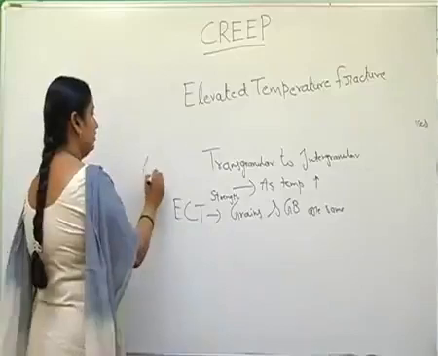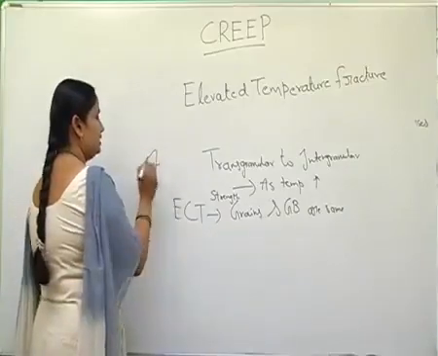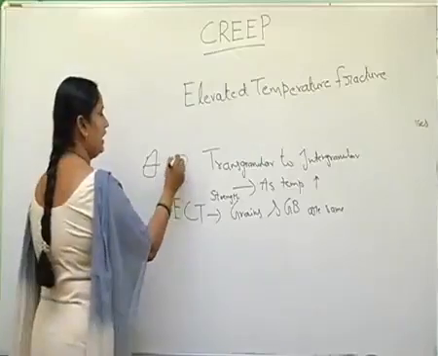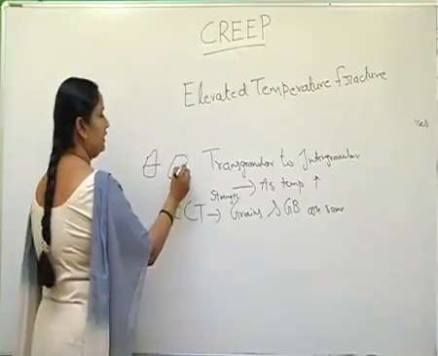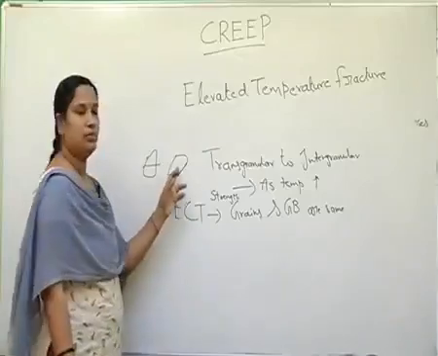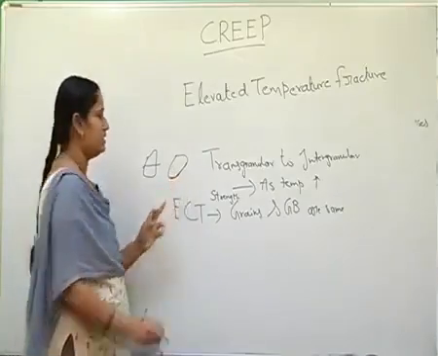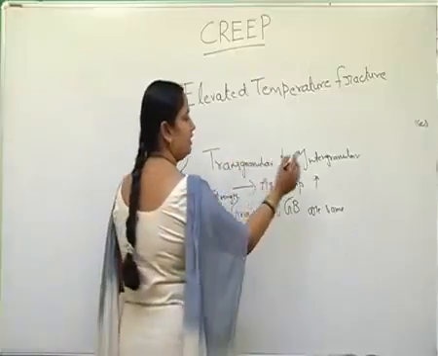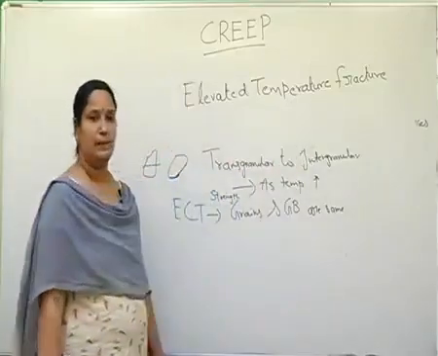Transgranular means the crack propagates within the grain, whereas intergranular means the crack propagates along the grain boundaries. Since the grain boundaries are weaker at higher temperatures, the fracture mode changes from transgranular to intergranular.